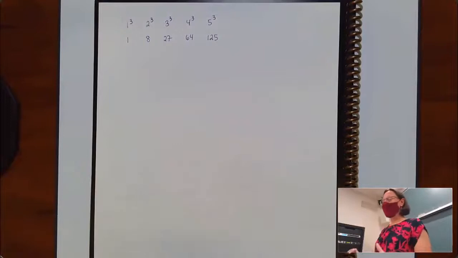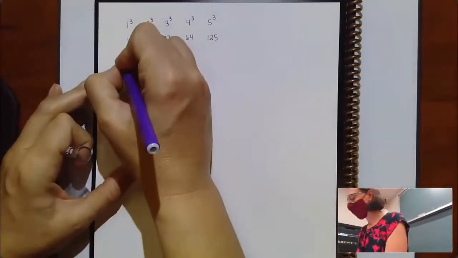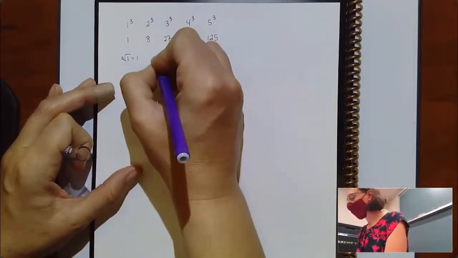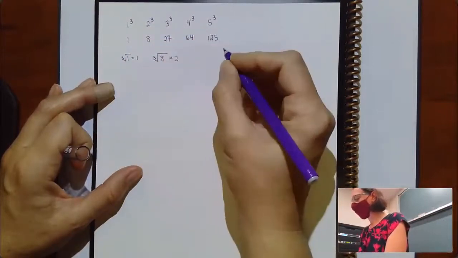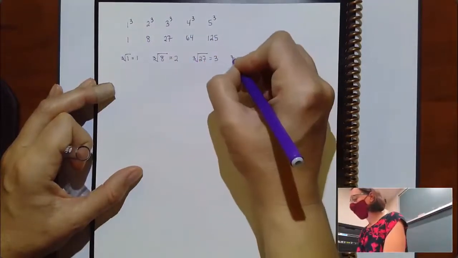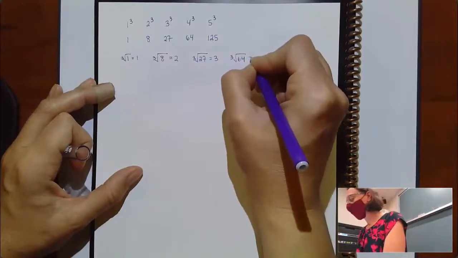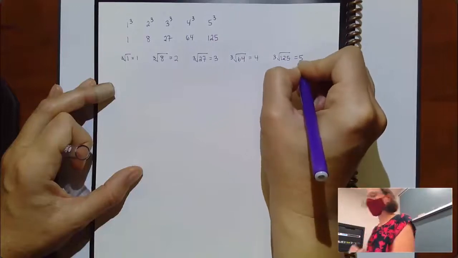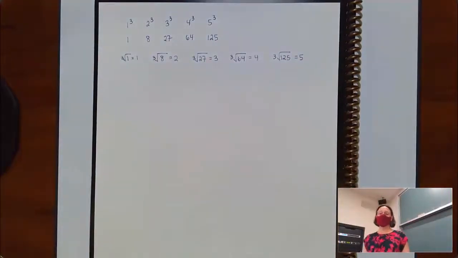But what that means in terms of cube root notation is that the cube root of 1 is equal to 1, and the cube root of 8 is equal to 2, and the cube root of 27 is equal to 3, the cube root of 64 is equal to 4, and the cube root of 125 is equal to 5. One of the things that's different between cube roots and square roots is that we can actually take the cube root of a negative number.